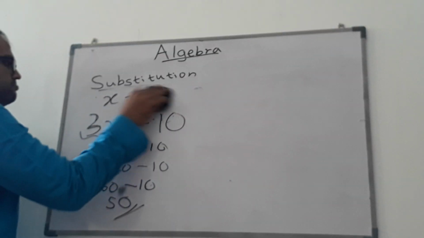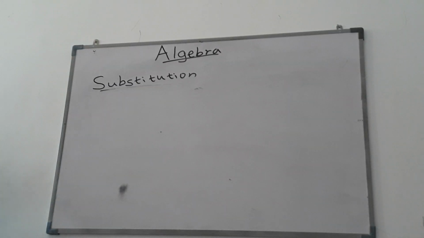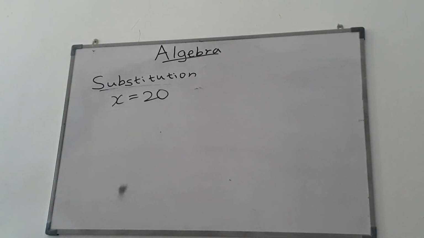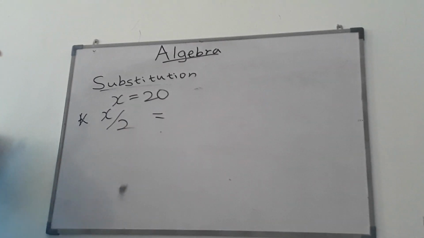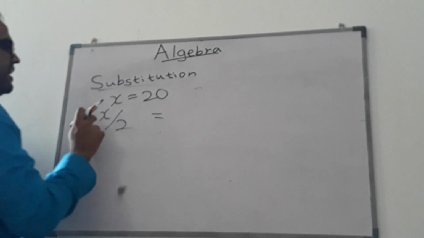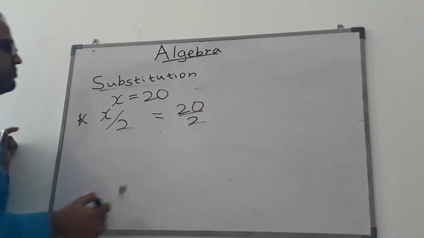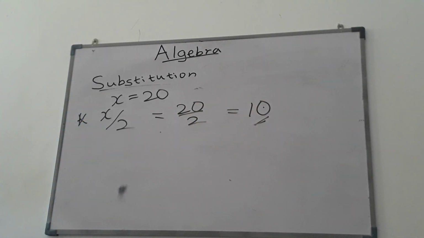Okay, next question. x equals 20, as at the beginning I gave a value to x, 20. Now we want to find what is x divided by 2. What is half of x? First we have to substitute the value of x, 20. 20 divided by 2, or half of 20, means 10.